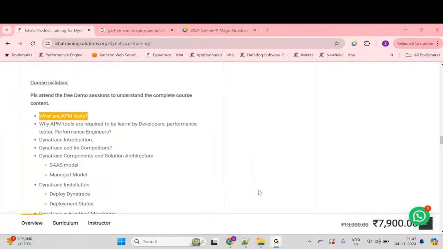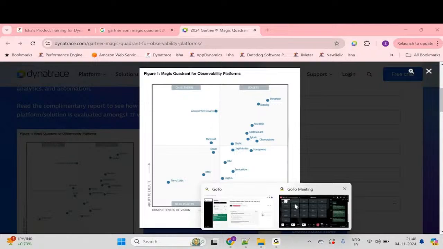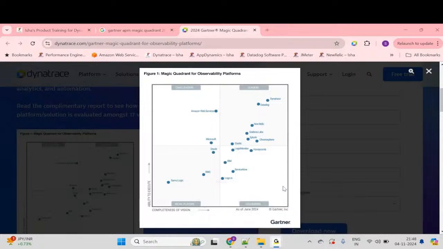How come AppDynamics is not reflecting there in that Gartner? Actually, that is a sad story. They were in this list equivalent to Dynatrace. Probably in the 2024 list, it is not there. I don't know what may be the reason.